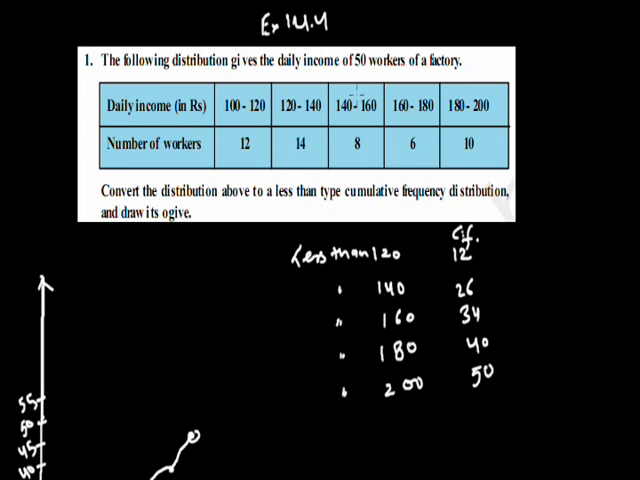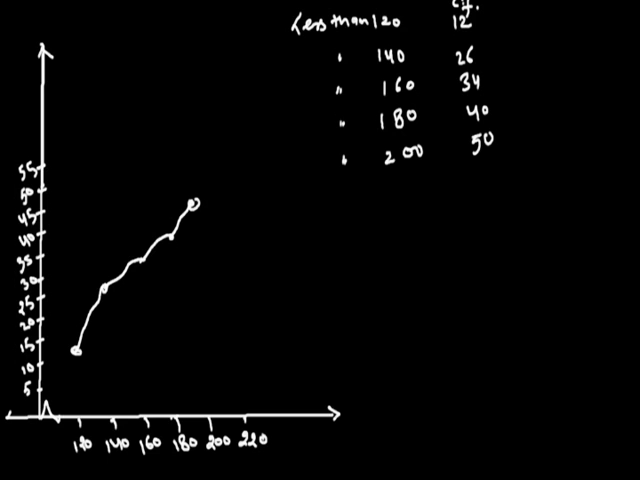Now draw the graph. Graph means the ogive. Ogive is the cumulative frequency. Now in this graph, I have used this kink sign. This sign is called the kink sign because the initial value starts with 120. So how can we represent 0 to 120? This sign is used for this. This is a kink sign.